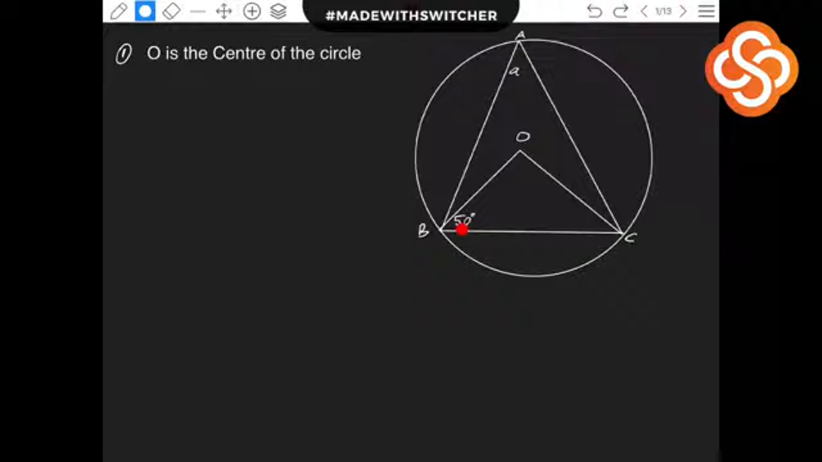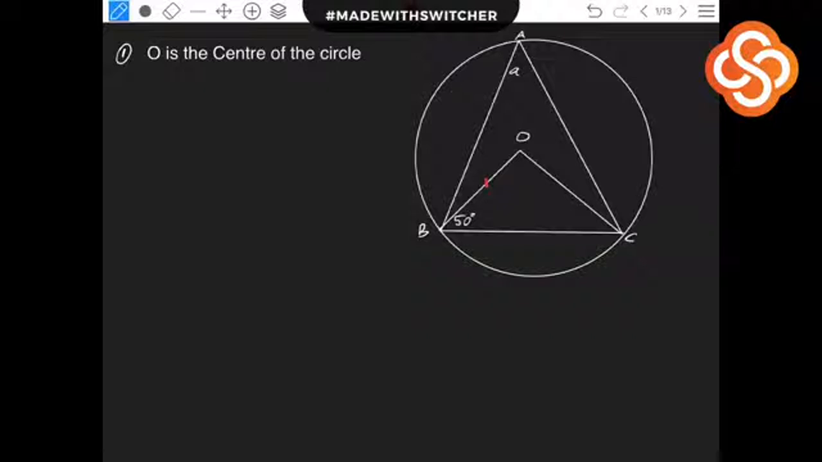Now, I want you to pay attention to this, right? OB is a radius, and then OC is also a radius. So these two are equal, right? So now let me just write it here. By the way, for all the information that I'm going to be adding on the diagram, I'm going to use a red color. So all the information that was not given initially, I'm going to indicate by a red color.